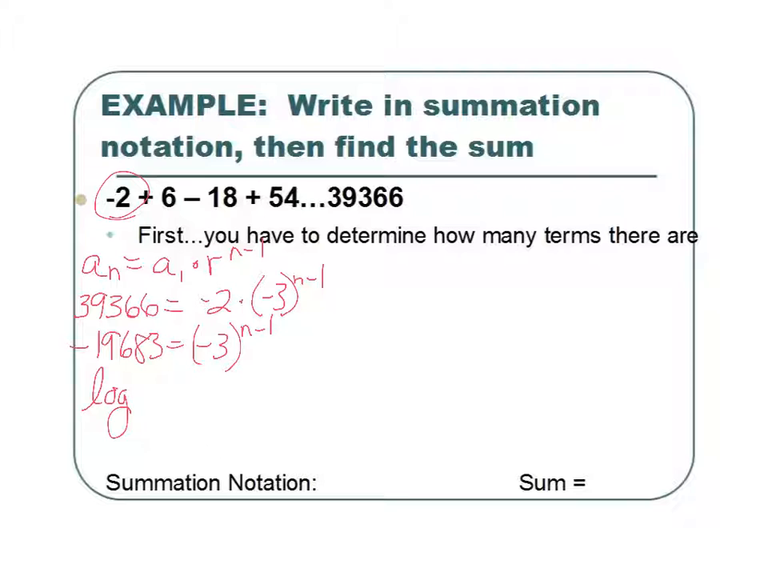It's log base -3 of -19,683 equals your exponent. Now you would type this into your calculator, log, and some of you can do that in your calculator. Some of you do that change of base where you take log of the bigger number divided by log of the smaller number. Go ahead and try it and let me know what you get for your n. I'll wait. Go ahead. You type it in.